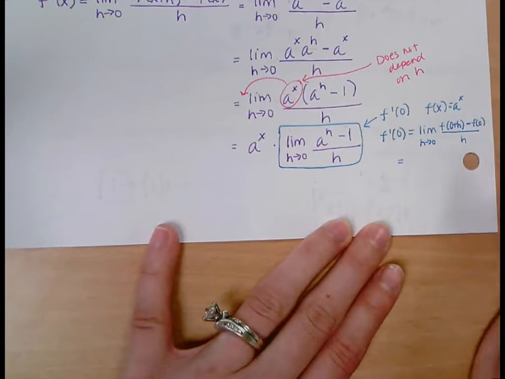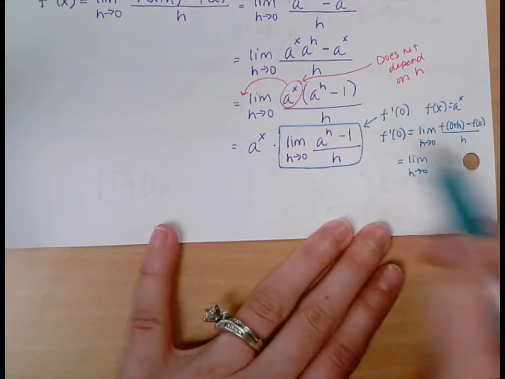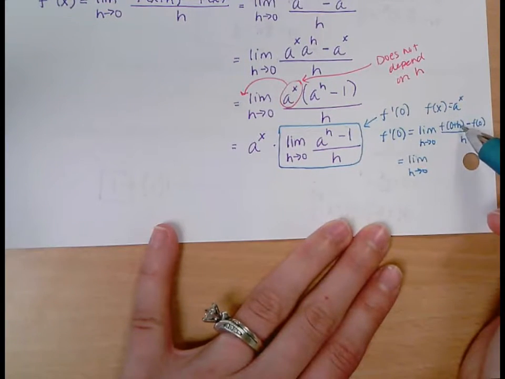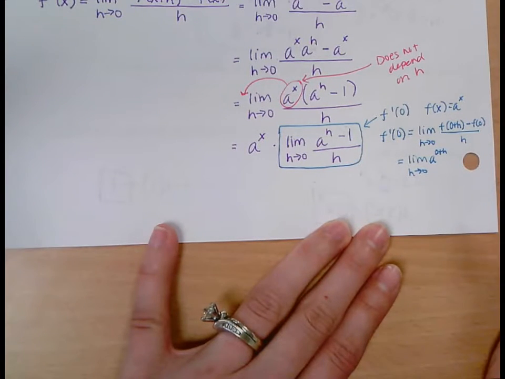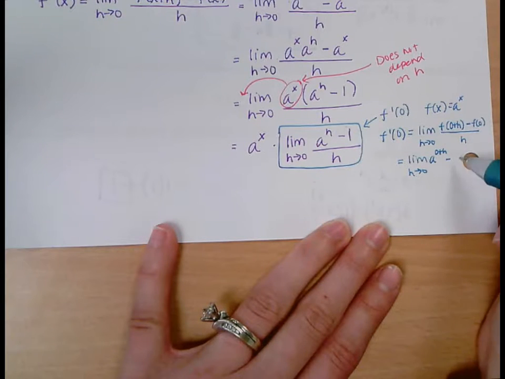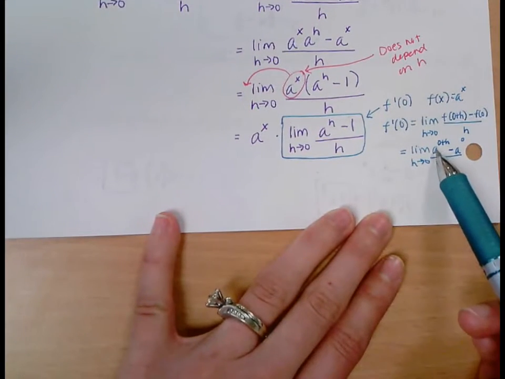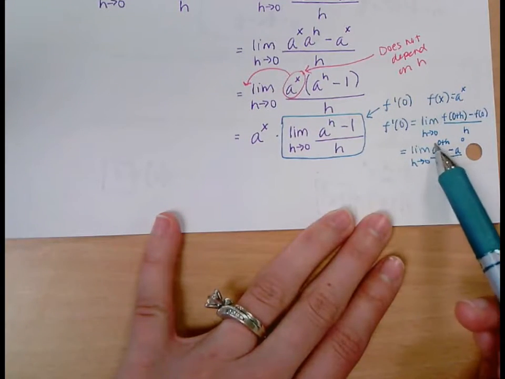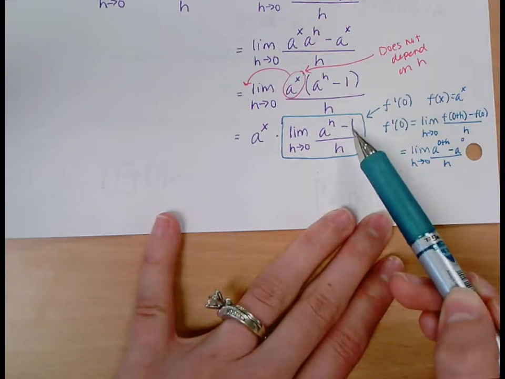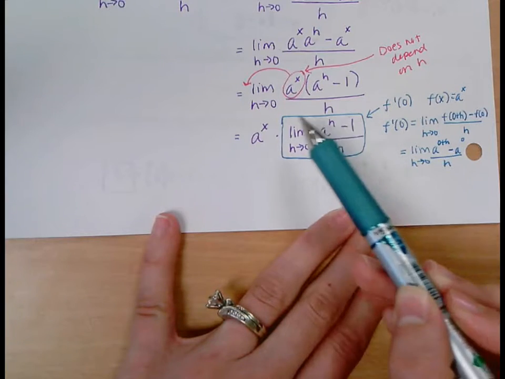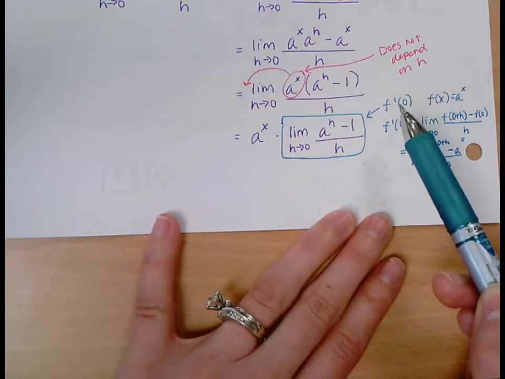And then I'm just showing you how this is equal to that. So if I have f of 0 plus h, that is equal to a to the 0 plus h. And then minus f of 0 is a to the 0 all over h. And hopefully you can see then how that would equal this. 0 plus h is just h. A to the 0 is 1. So this limit represents the derivative at the value 0.